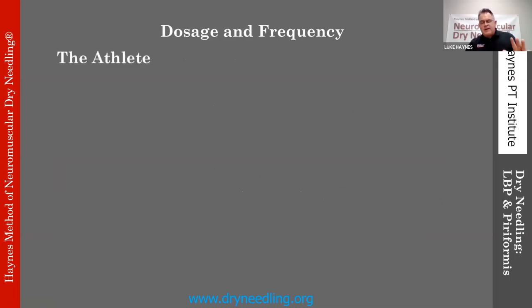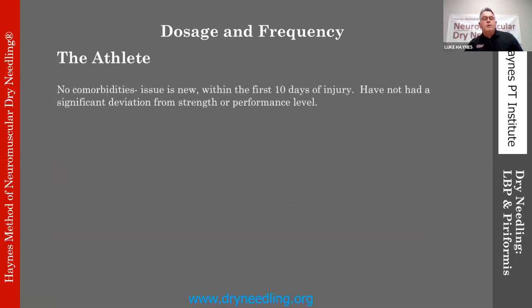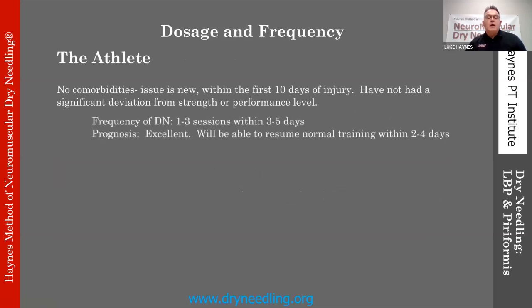So we'll start with these 5 classifications. Number 1 is the athlete. Here, the person has no more comorbidities. It's a brand new issue that popped up. It's within the first 10 days of injury, and they've not had a significant deviation from strength or from their performance level. The frequency here of dry needling is going to be 1 to 3 sessions within the first 3 to 5 days. Their prognosis is excellent, and they will be able to resume normal training within 2 to 4 days.